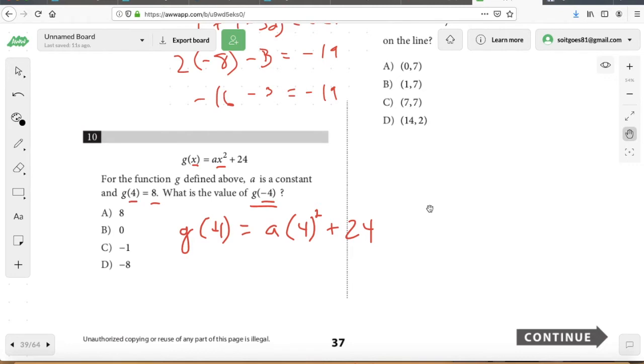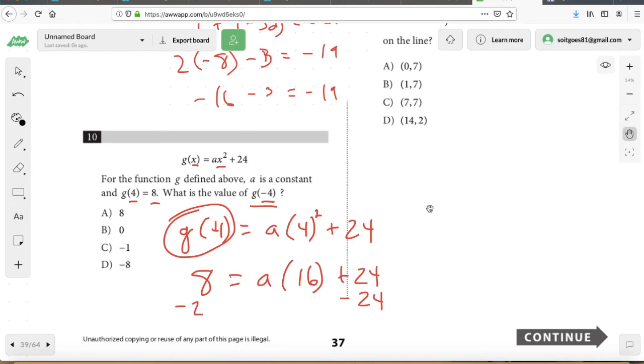So g of 4 equals, okay, great. But I know what g of 4 equals. That equals 8, so I can just replace that with an 8. So 8 equals a times 4 squared, that's 16, plus 24. Just doing some basic algebra here. I'm going to try to isolate a. Subtract 24 from both sides. I get negative 16 equals a times 16. So a has to be negative 1. So I know a equals negative 1.